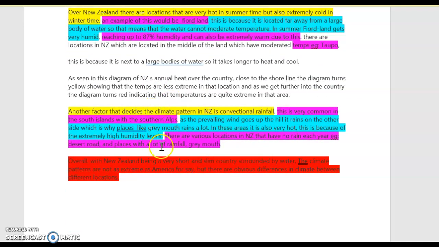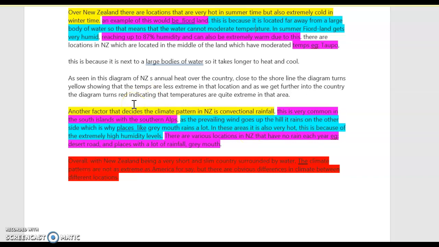This is probably the best paragraph down here. Another factor that decides climate pattern in New Zealand is convectional rainfall. This is very common in the South Island with the Southern Alps. However, you should be talking about orographic rainfall. As the prevailing wind goes up the hill, it rains on the other side, which is why in places like Greymouth it rains a lot. In these areas, it is also very hot. This is because of extremely high humidity levels.